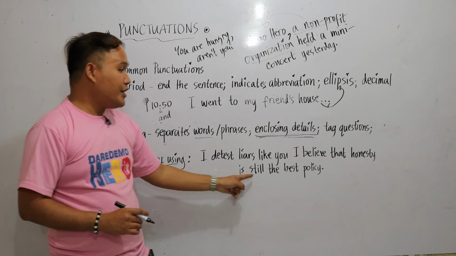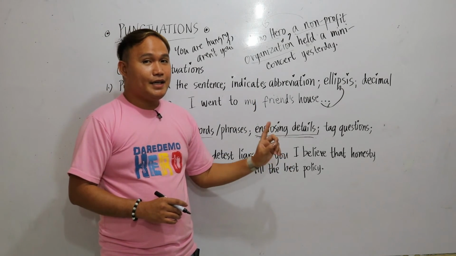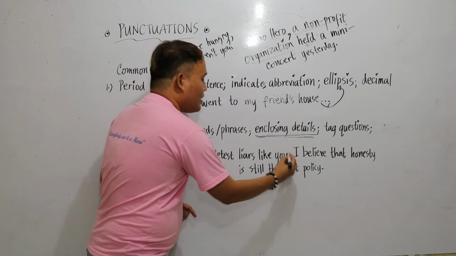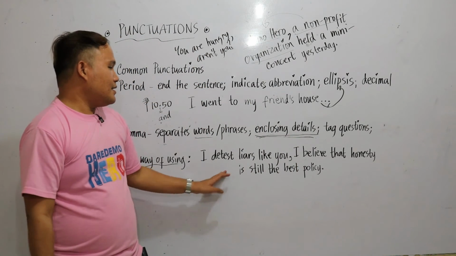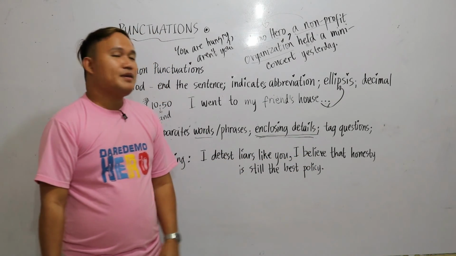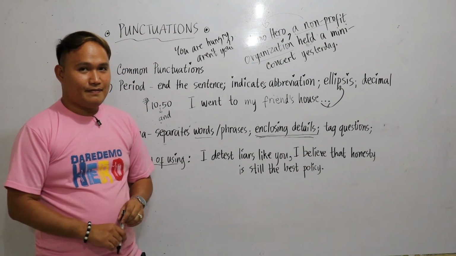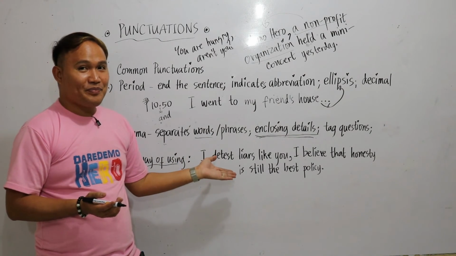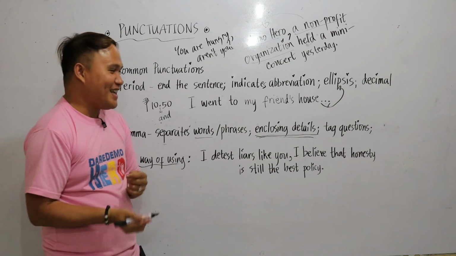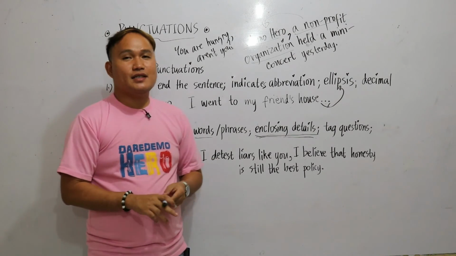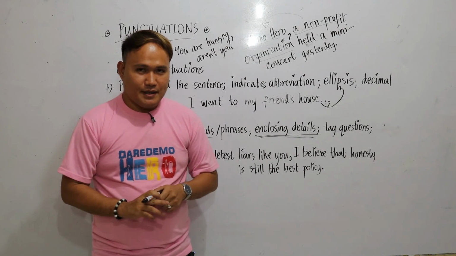I detest liars like you. Very good. So we have to put the comma here. I detest liars like you, I believe that honesty is still the best policy. It makes sense, right? So who's the liar now? Like you. All right. Not including me. Okay. So I detest liars like you, I believe that honesty is still the best policy.